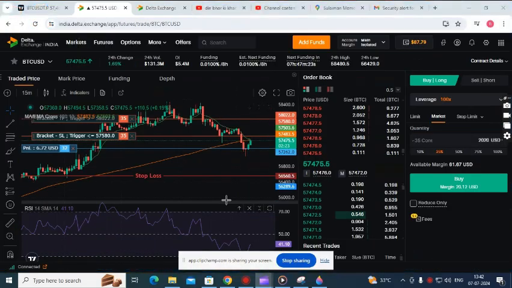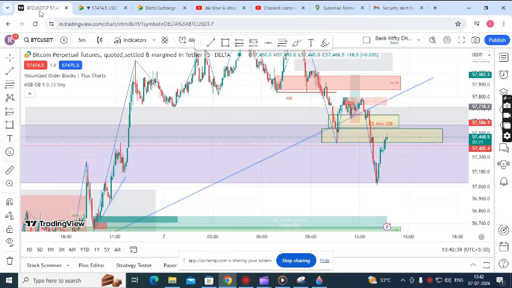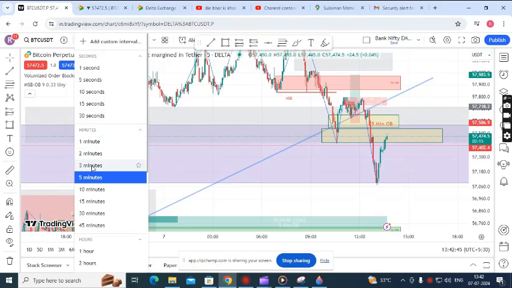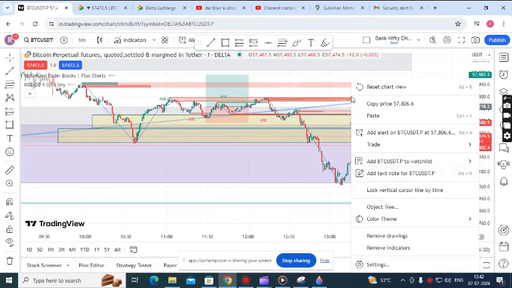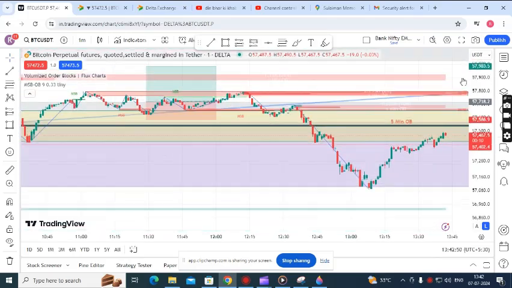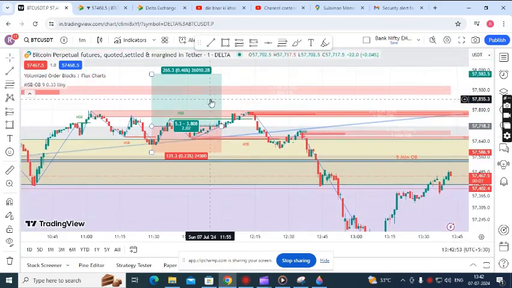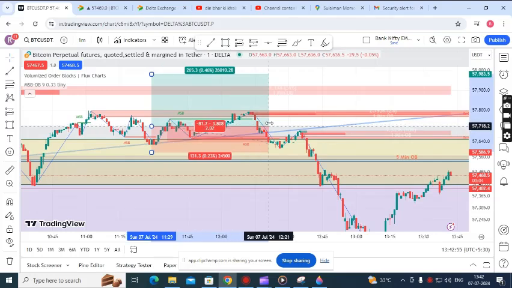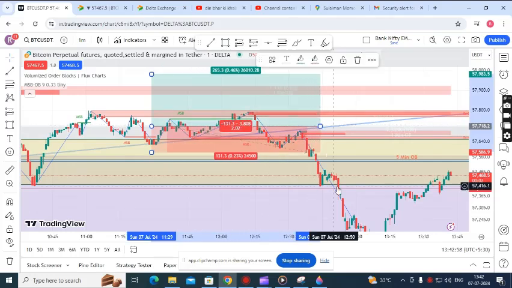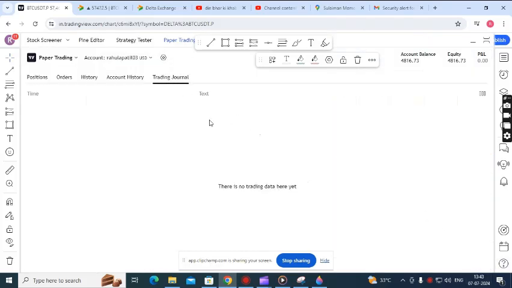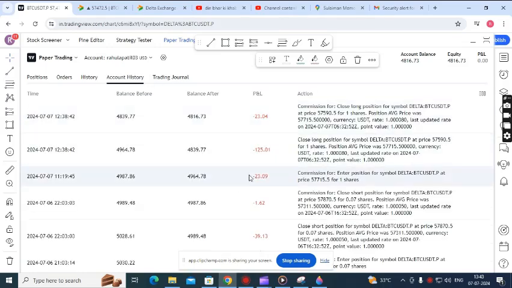Hello everyone, welcome back. So as you can see here, we had taken one trade on the 1 minute time frame here. So we had a stop loss here. Unfortunately, it didn't go well. So we came out of this trade and we have a loss of, we can see here, $23, I guess. No, $23 was the fees. $125 we had a loss.